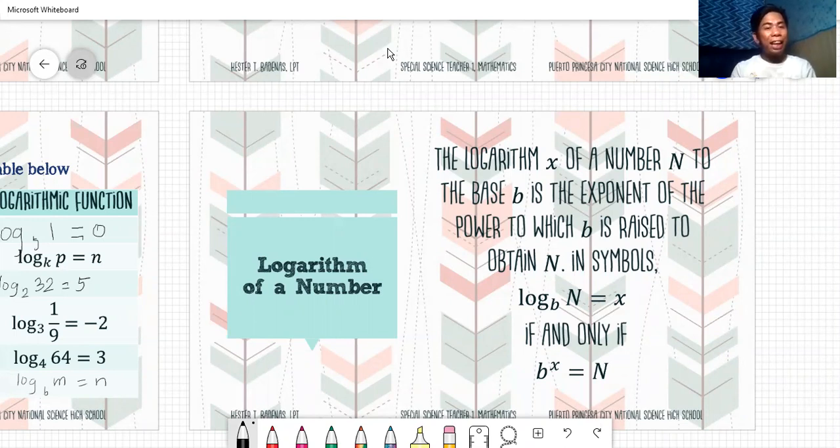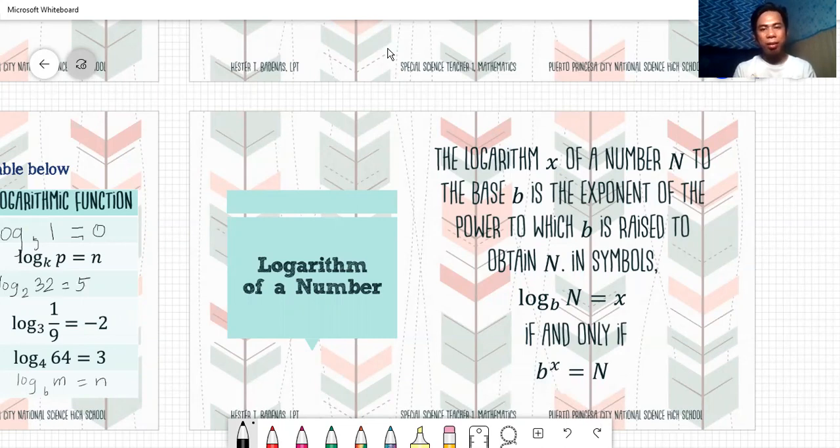So that leads to our definition. The logarithm x of a number n to the base b is the exponent of the power to which b is raised to obtain n. So in symbols, if we have logarithm of n with the base b is equal to x, therefore we have b raised to x is equal to n, and vice versa.